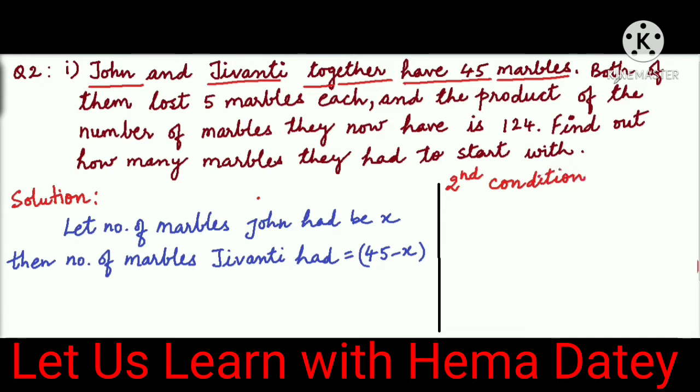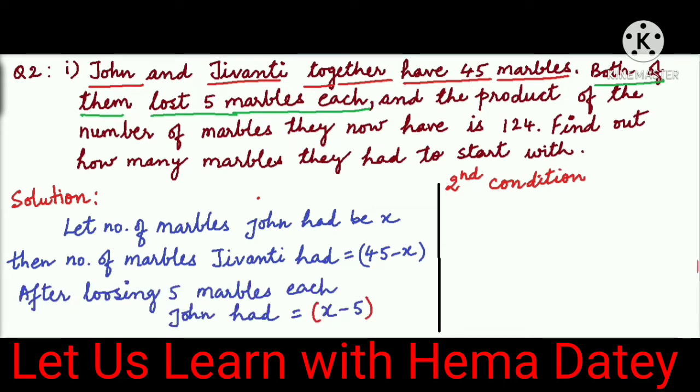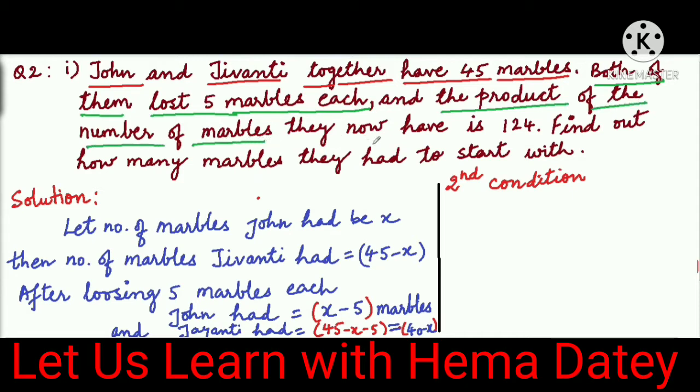Now read the second line of the question. The second situation, both of them lost 5 marbles each. So after losing 5 marbles by each of them, John will have x minus 5 marbles and Jivanti will have 45 minus x minus 5, which is equal to 40 minus x.